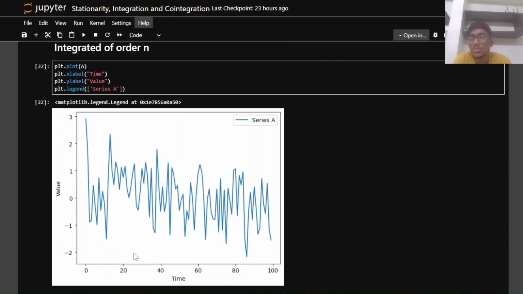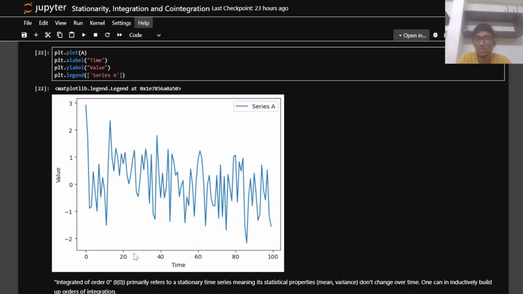Now let's move on to the concept of integrated of order n. When n is 0, we call it integrated of order 0, or just I(0), and it primarily refers to a stationary time series. So we had plotted our time series A, which was randomly sampled from a normal distribution of mean 0 and variance 1. We can call that stationary time series A to be I(0), and one can inductively build up orders of integration.